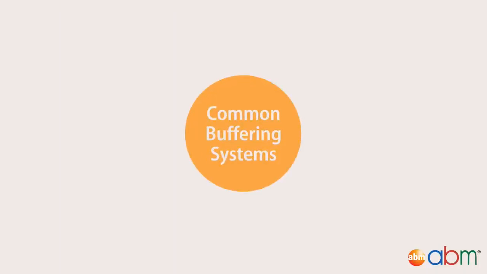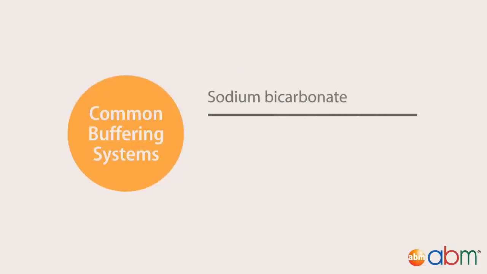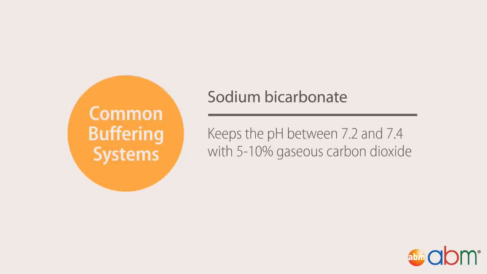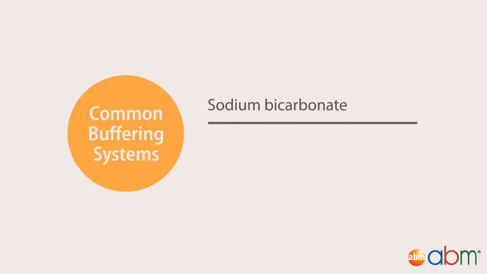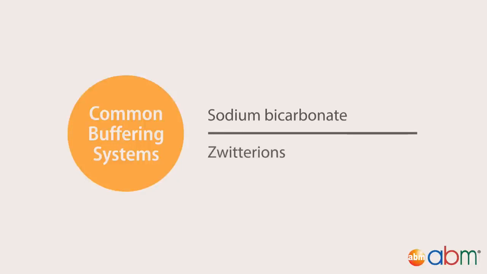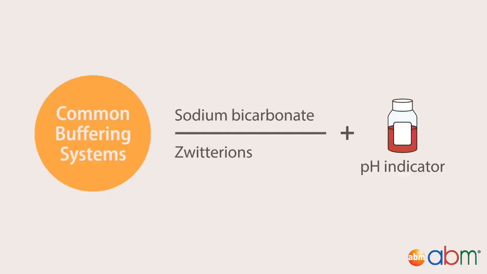As physiological fluids have a neutral pH, the culture media also have a buffering system to ensure that the proper pH is maintained. One way to achieve this is to use sodium bicarbonate to keep the pH of the media between 7.2 and 7.4 with 5 to 10% gaseous carbon dioxide. Another common buffering system involves the use of zwitterions, such as HEPES. In both kinds, it is common to have a pH indicator, such as phenol red, added to the media so the scientists can visually monitor the changes in pH.